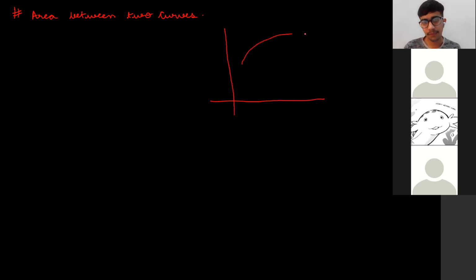Write the next heading as area between two curves. So let's say this is again a coordinate plane. This function is y equal to f of x. There is one more function, y is equal to g of x. This is y equal to g of x. And you have to calculate the area between them.